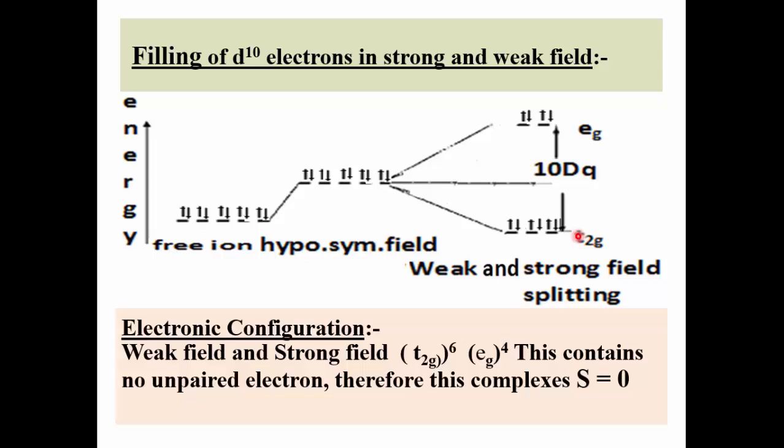That means this decrease in energy is balanced by the increase in energy. Got it? So the electronic configuration for the d10 system is t2g6 eg4. All orbitals are completely filled. There is no unpaired electron, and therefore these complexes have spin value 0. S is equal to 0.